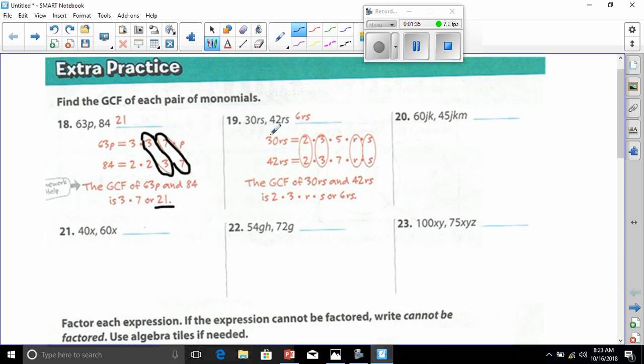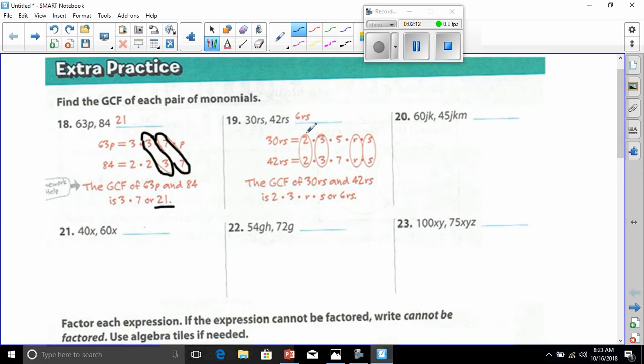All right? We'll do one more example here with number 19. Number 19 says we've got 30RS and 42RS. Well, as you can imagine, we're going to do it again. 30RS can be broken down into dividing 30 by 2, which gives me 15, and 15 can be divided by 3 and 5. So we have 2, 3, 5, and then R and S make up 30. And when we break down 42, of course, that's divisible by 2, which gives us 21, which gives us 3 times 7 make 21, and the RS is there.